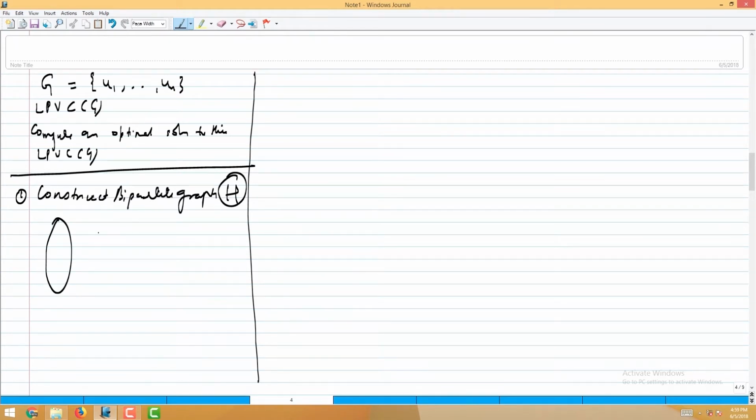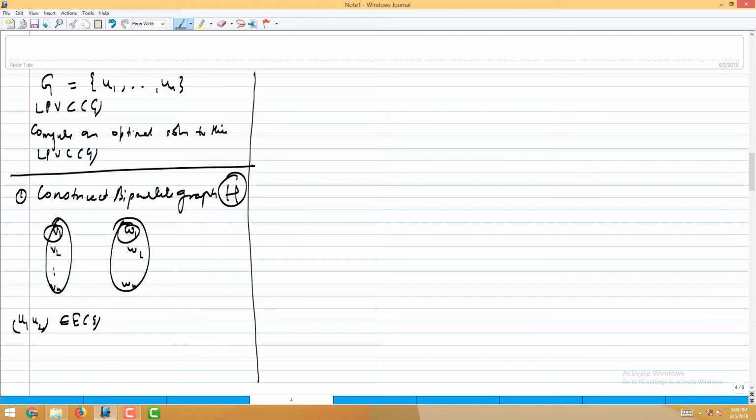The vertices of H are basically: look at the vertices of G and make 2 copies of them. Let's say the vertices of G were U1, U2 to UN. Then I make 2 copies of each of these vertices. Let's say I make a V1 copy and a W1 copy. So basically I have made 2 copies for each vertex.